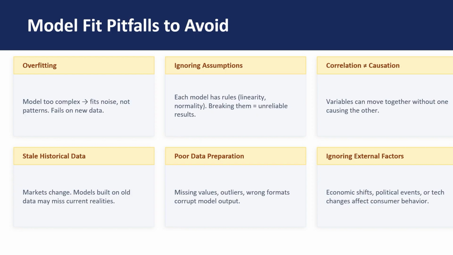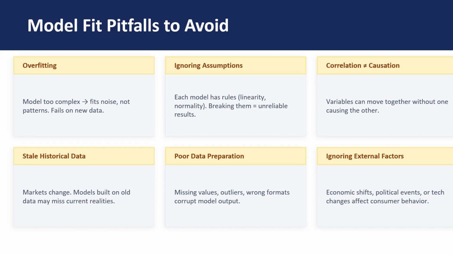Confusing correlation with causation is perhaps the most famous error in data science. Just because two variables move together does not mean one is causing the other. Always ask yourself, is there a logical mechanism here, or am I just seeing a coincidence in the data? Relying on stale historical data is a real problem in marketing, where consumer behavior can shift quickly. A model built on pre-pandemic data may be useless post-pandemic. Poor data preparation and ignoring external factors round out our list.